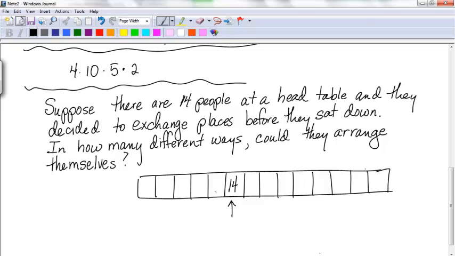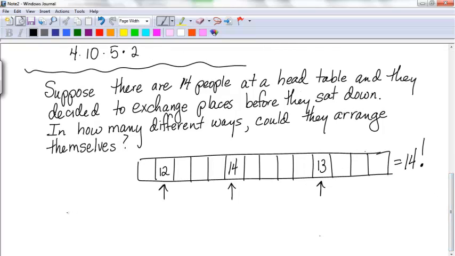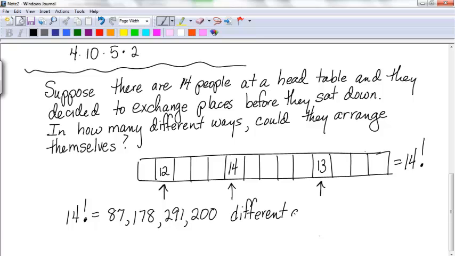One person sits down. Pick another chair. How many people can go in there? 13. One person sits down. 14 factorial. Good. If you did this on the calculator, it will probably go to scientific notation, but it is actually 87,178,291,200 different arrangements. Over 87 billion different arrangements that they could have, if they all move around.